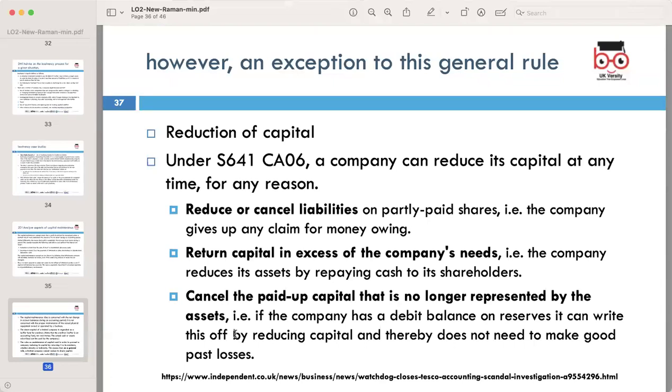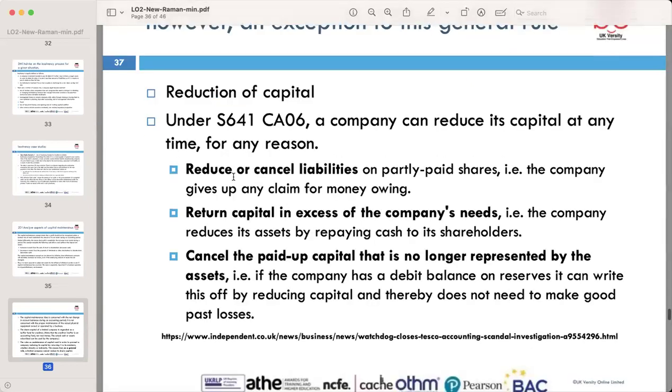So these provisions under section 641 of the Companies Act 2006 offer a legal framework for companies to make adjustments to their capital structure as needed, providing flexibility in managing their financial affairs.